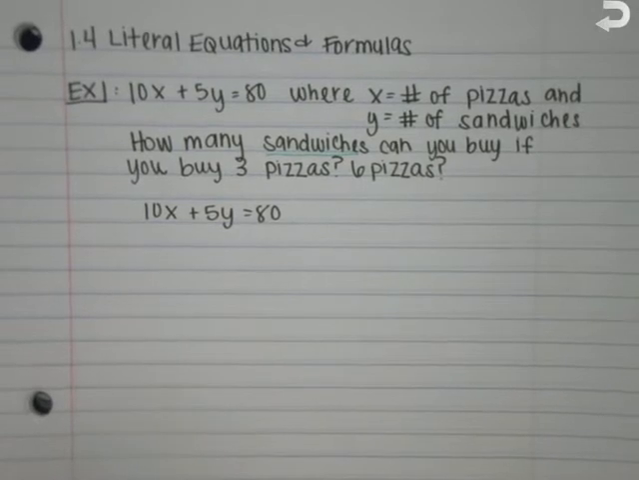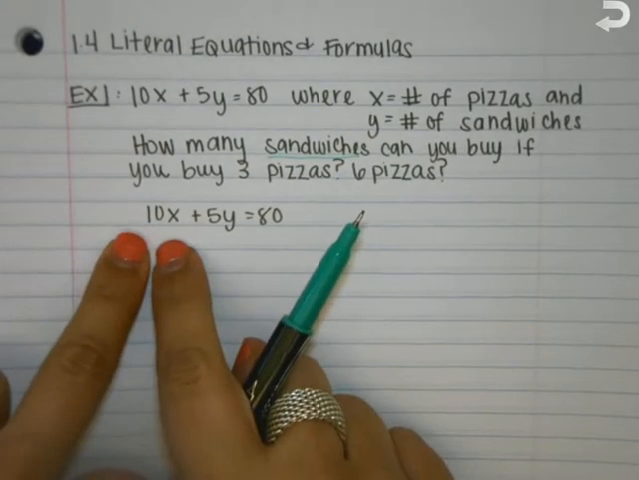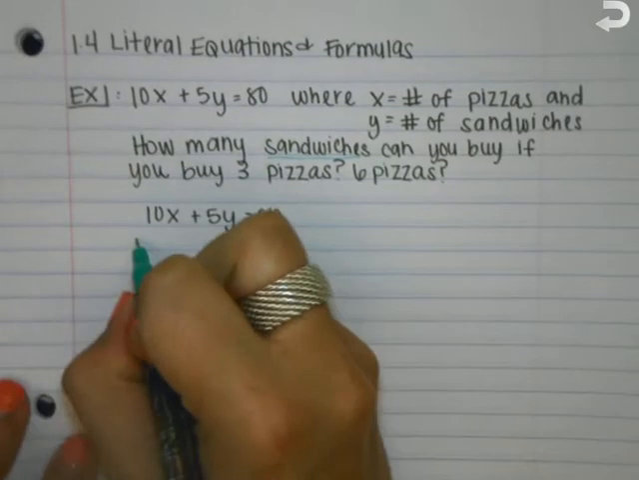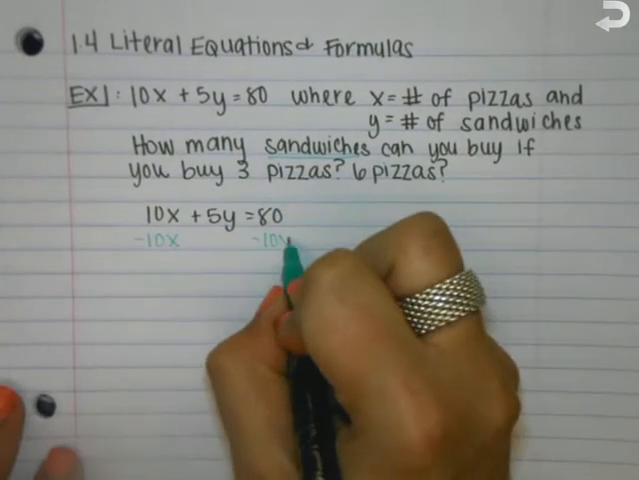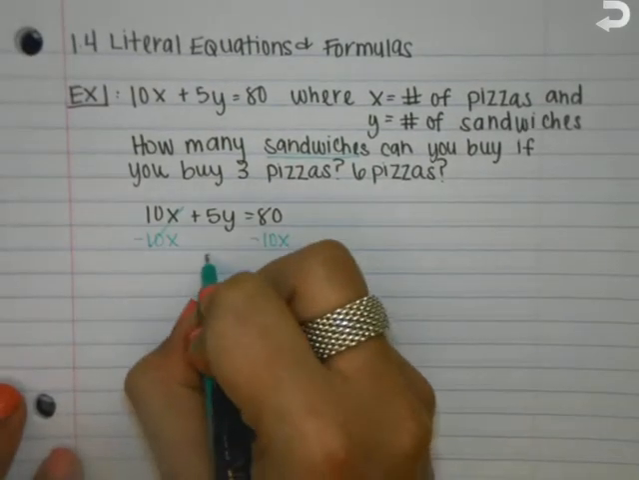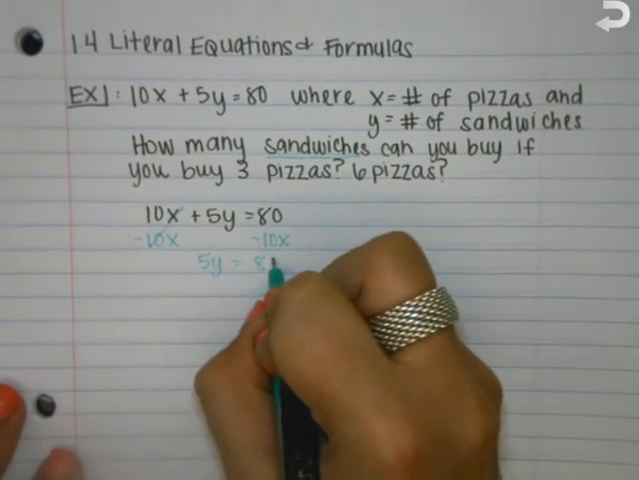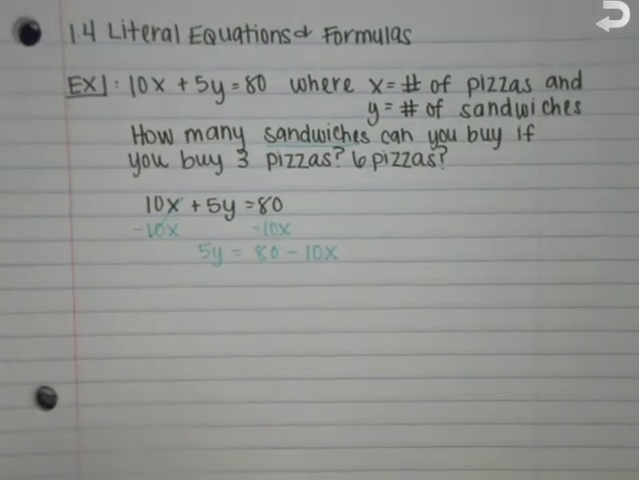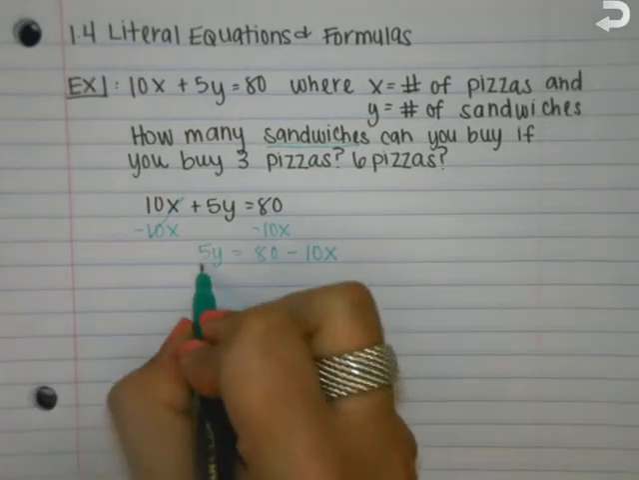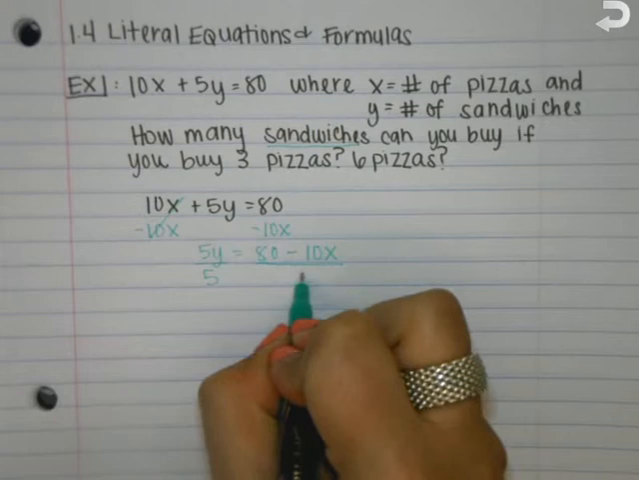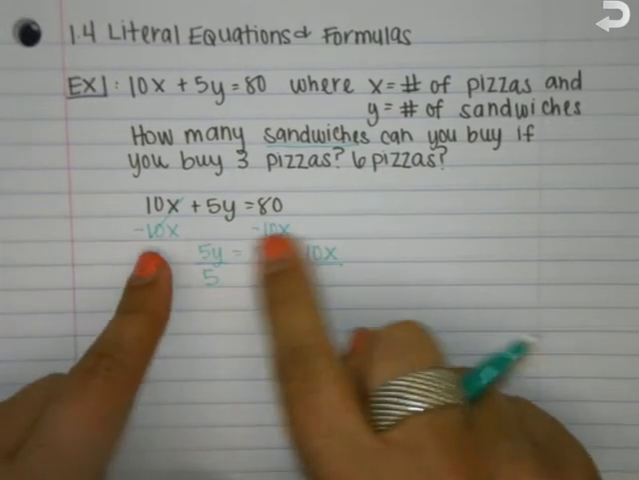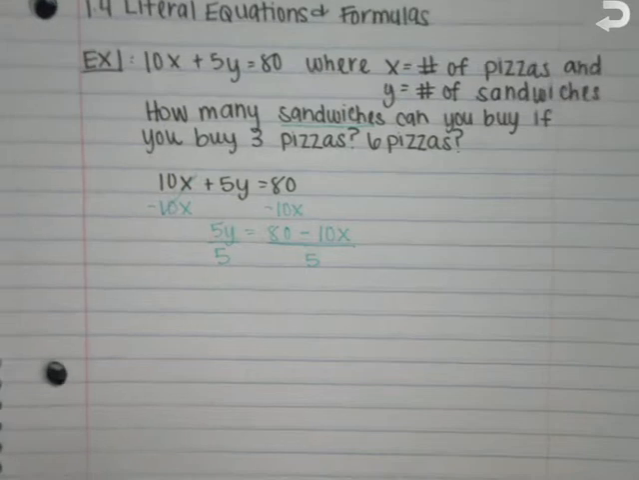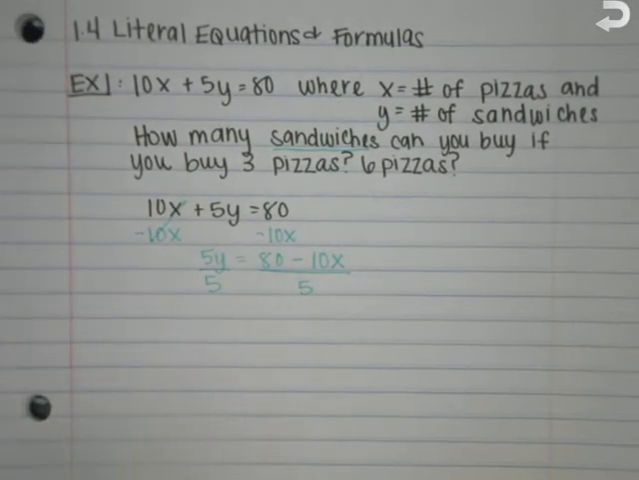When we have 2 variables, or even more than 2 variables inside the equation, we still follow the same steps for solving. So I'm trying to get y by itself. So first I need to get rid of that positive 10x by subtracting 10x. That gives me 5y equals 80 minus 10x. And then I need to get y totally by itself, so I'm going to divide both sides by 5. Now, when you divide that right-hand side, you are dividing the entire thing, 80 minus 10x, by 5. Okay, so make sure you show the whole thing.